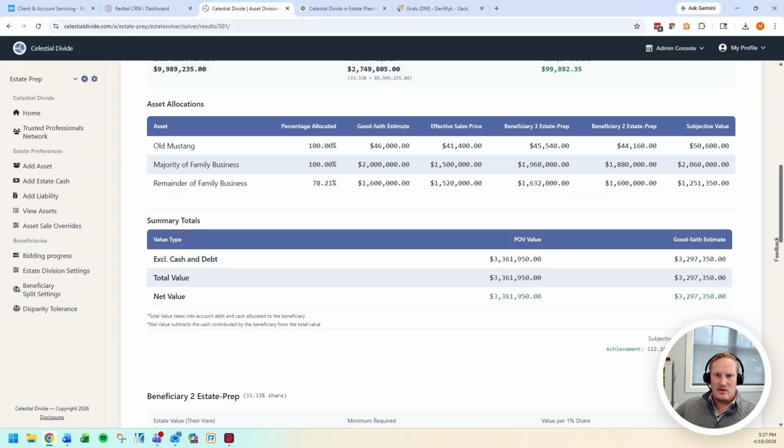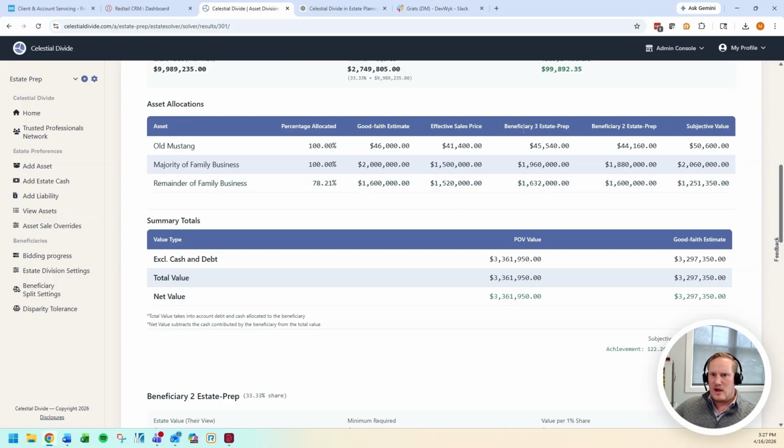The good faith estimate is, of course, what you expect that to be valued at. If you were to sell consumer to consumer, the effective sales price is more or less if you just wanted to take it to a dealership, drop off the vehicle, and walk out with cash. They're probably going to give you a lower value. That's also going to be true of businesses, houses, and furniture, whatever it may be.